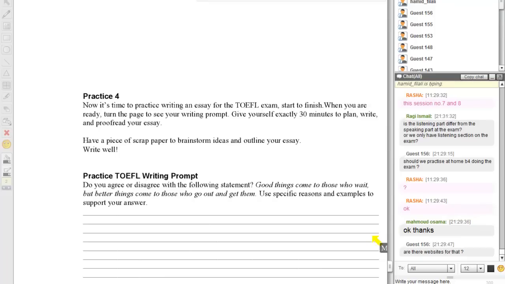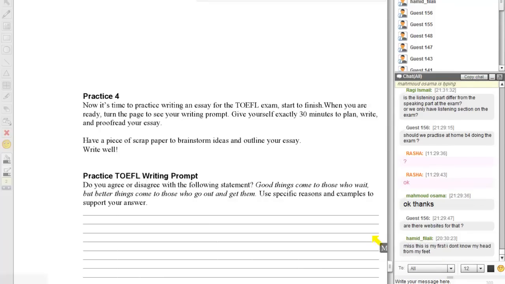The websites for that? Yes, of course. There are a lot of websites actually which provide you with practice tests. All you need to do is search for practice TOEFL test on Google, and you are going to find a lot of websites.